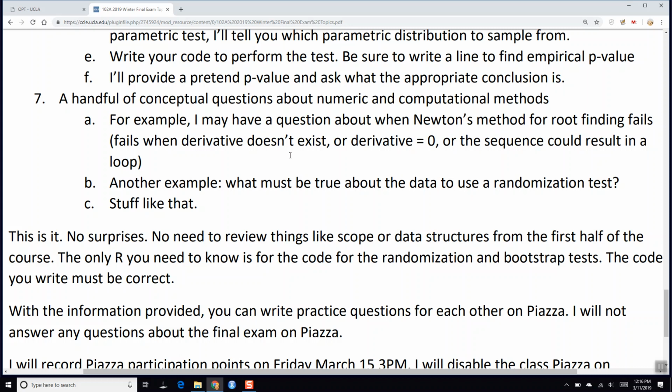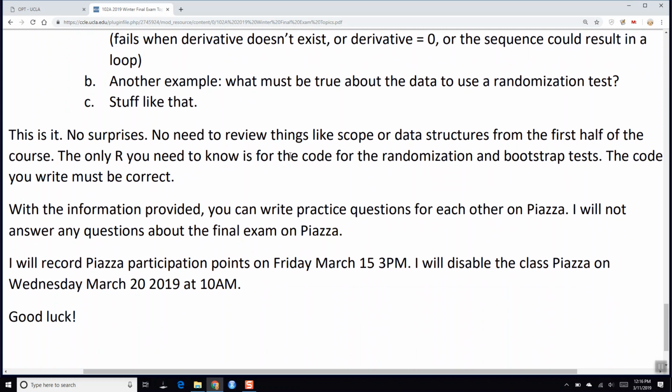Or another example, what has to be true about the data to use a randomization test? And what's that? Exchangeability, right? And maybe I'll ask you to explain what exchangeability means or something like that, okay? So there's a few conceptual questions related to these numeric methods that you should be able to answer, okay? And that's it. I promise no surprises, okay?